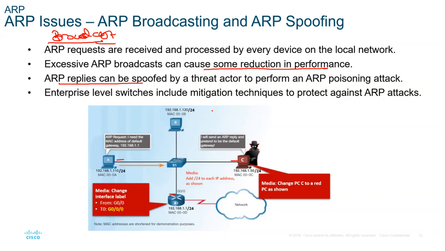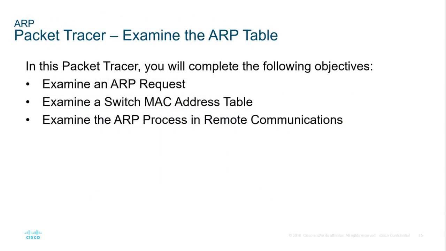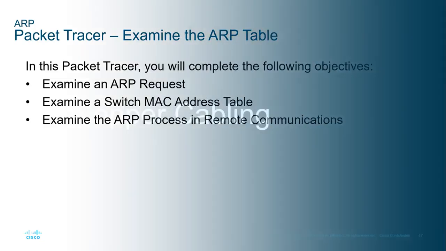Enterprise level switches include mitigation techniques to protect against ARP attacks. Still in semester 2, I will show you how to mitigate and prevent ARP attacks. Then here we have a Packet Tracer activity to help you examine ARP requests, examine the switch MAC address table, and examine the ARP process in a remote communication.